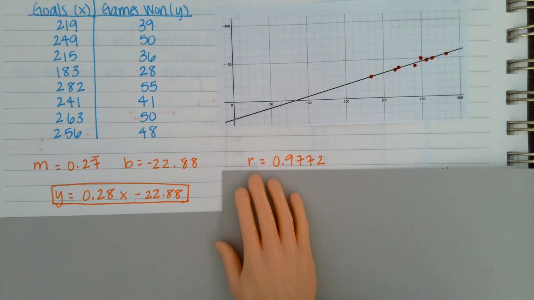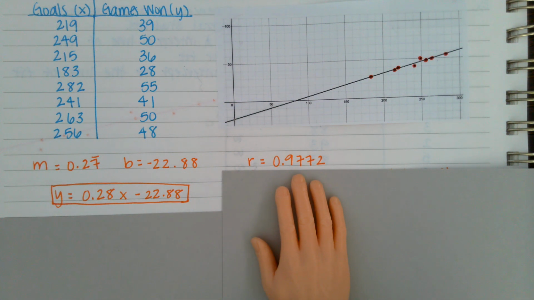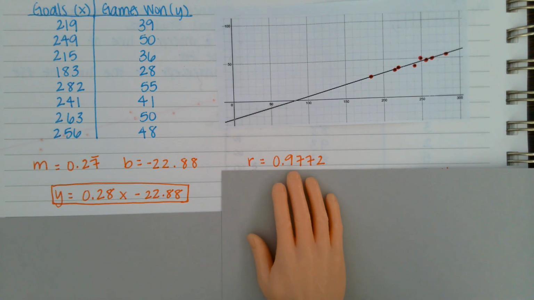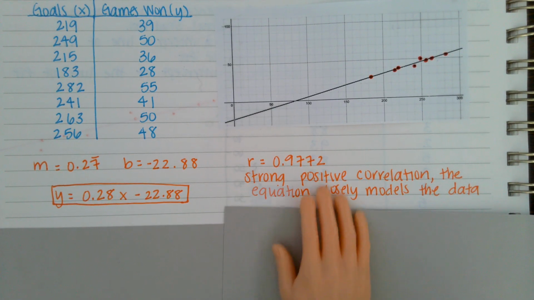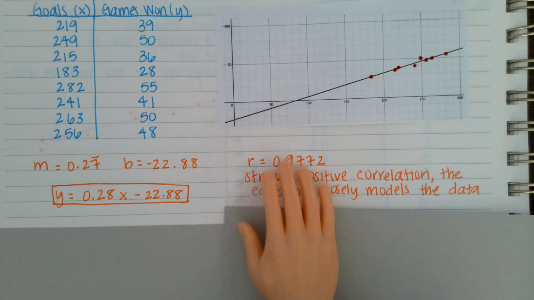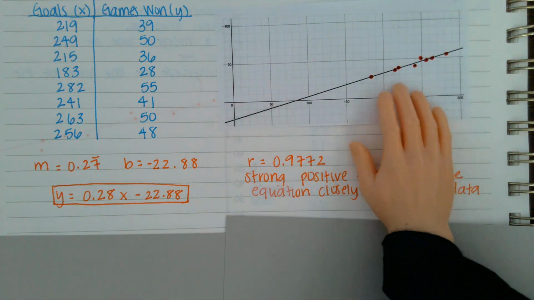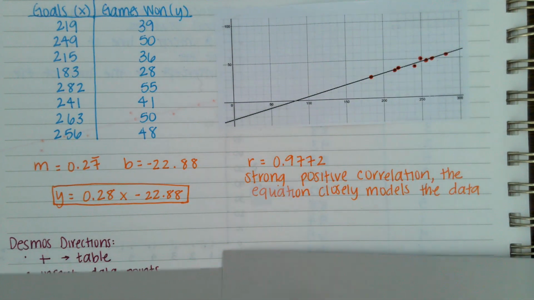So the correlation coefficient is R in the box of data that it gives us, and it was 0.9772. A correlation coefficient can go from -1 to +1. The closer it is to 1, in either positive or negative, the stronger correlation it has. So the closer to a perfect line that it has. So since this is 0.97, this is a strong positive correlation because it's a positive slope, and the equation closely models the data. So this equation closely models the data that we have given.